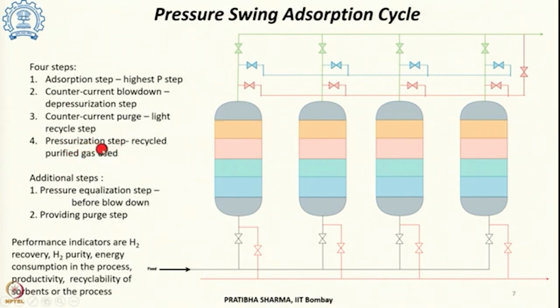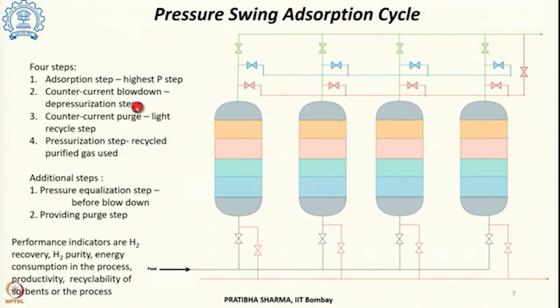And the final step is, now the bed gets ready for the next cycle, we have to again pressurize this bed. That pressurization is done by introducing the purified gas which has been obtained from the first step, and that recycled purified gas is introduced to again increase the pressure of the bed, so that the first step can be carried out again. So, this is the 4-step cycle of a PSA.